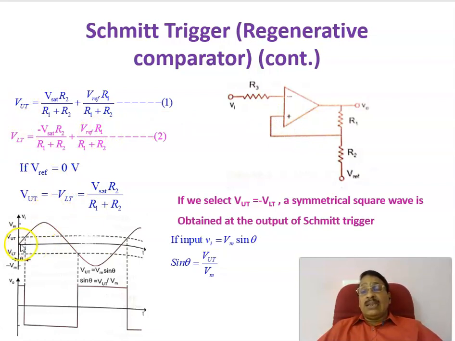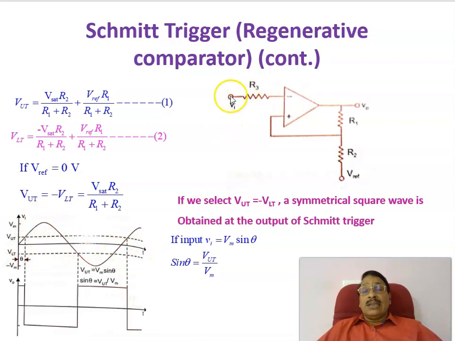Now, assume that this is the input voltage that is applied here, for example, say 5 sin omega t, so the maximum is equal to 5. Assume that VUT is equal to plus 2 volt, then the lower threshold voltage, which is minus VUT, is equal to minus 2 volt. That is what happens when you ground this point: VUT is plus 2 volt and VLT will be equal to minus 2 volt.